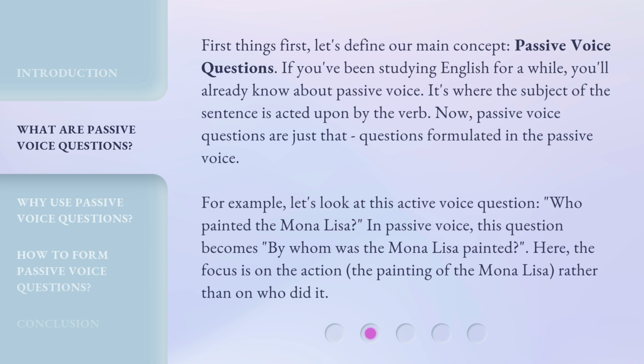For example, let's look at this active voice question. Who painted the Mona Lisa? In passive voice, this question becomes, by whom was the Mona Lisa painted? Here, the focus is on the action, the painting of the Mona Lisa, rather than on who did it.